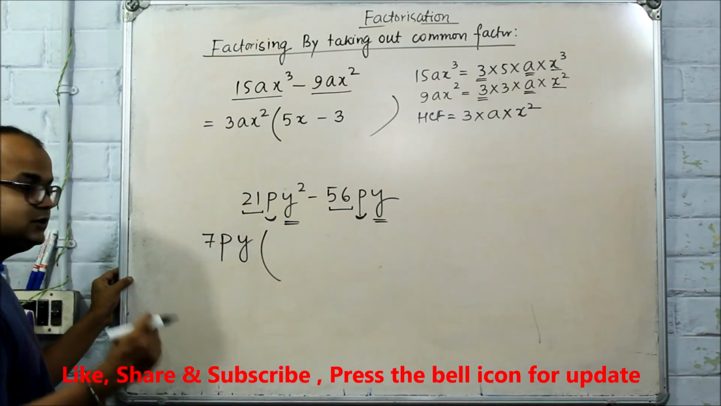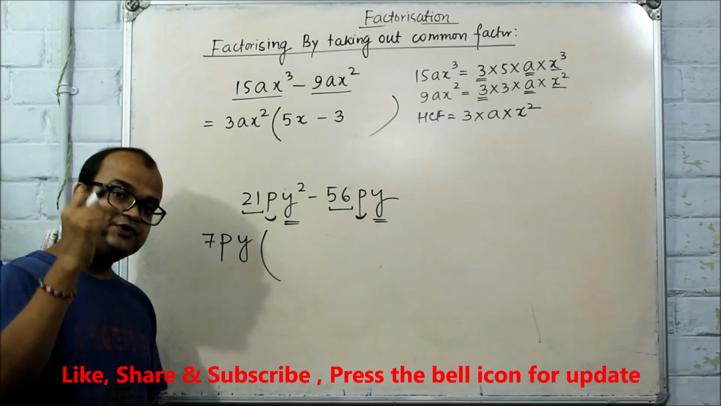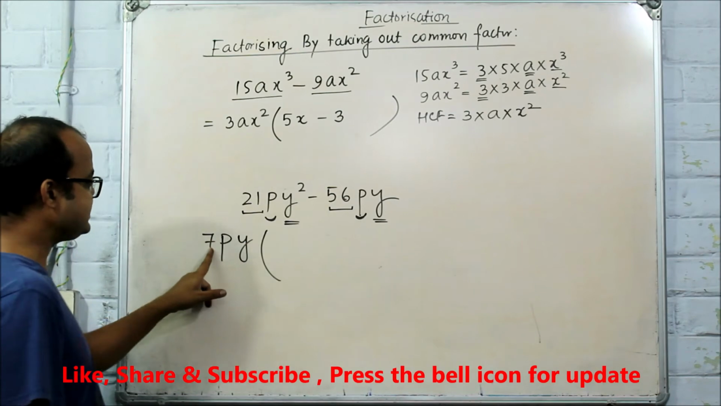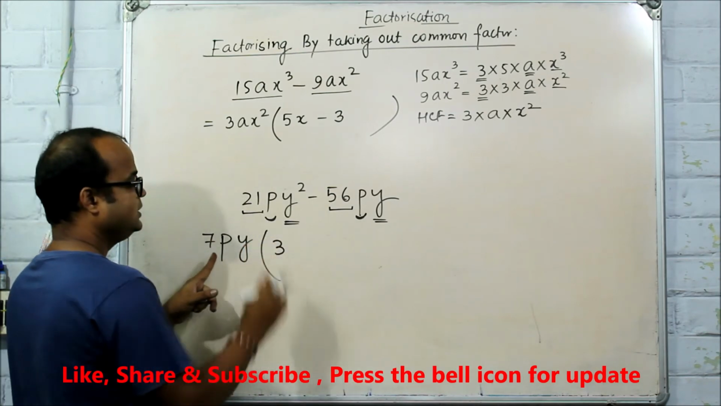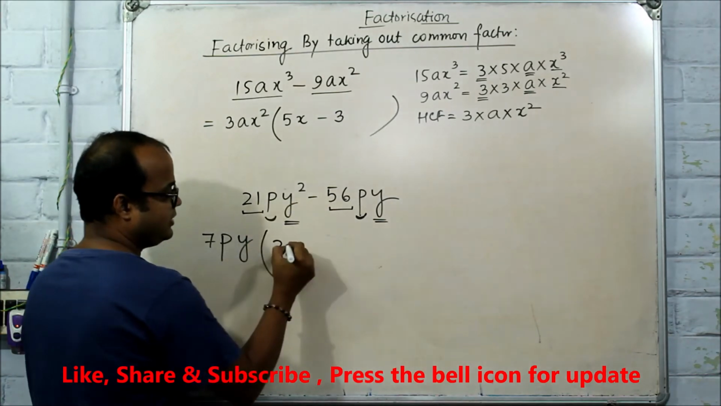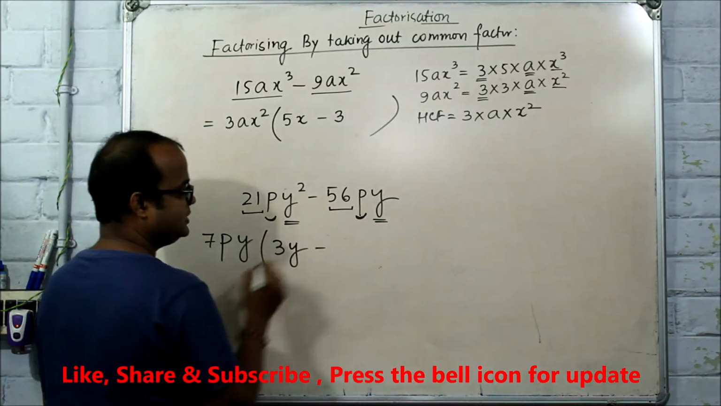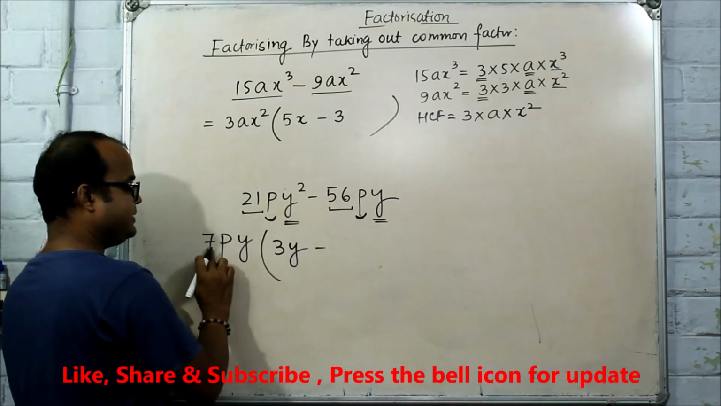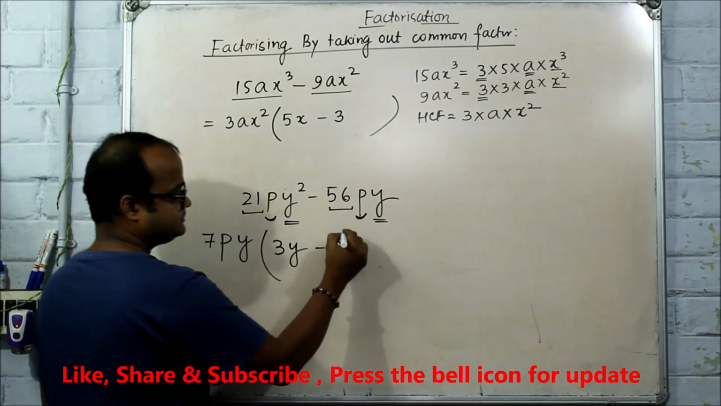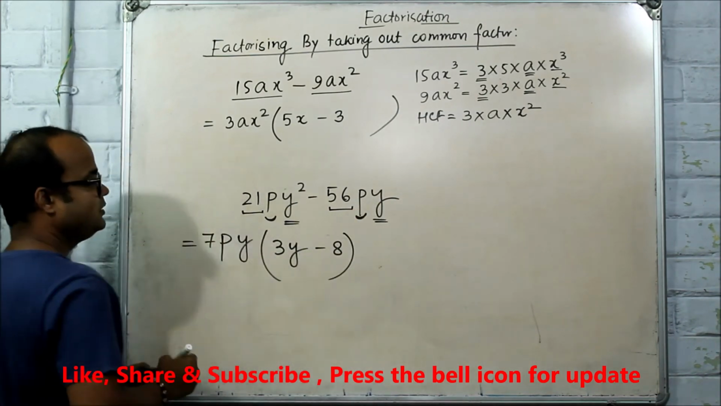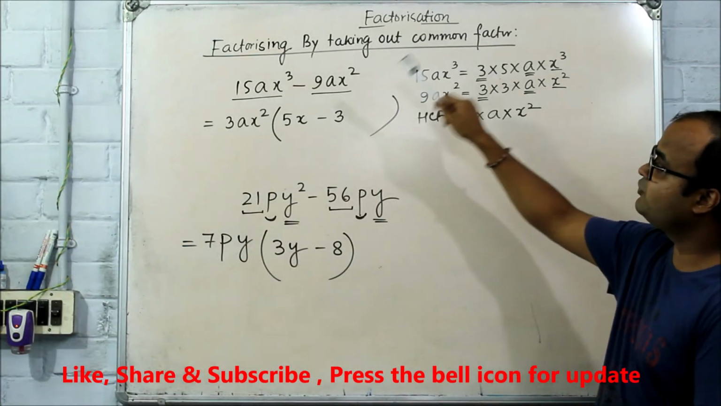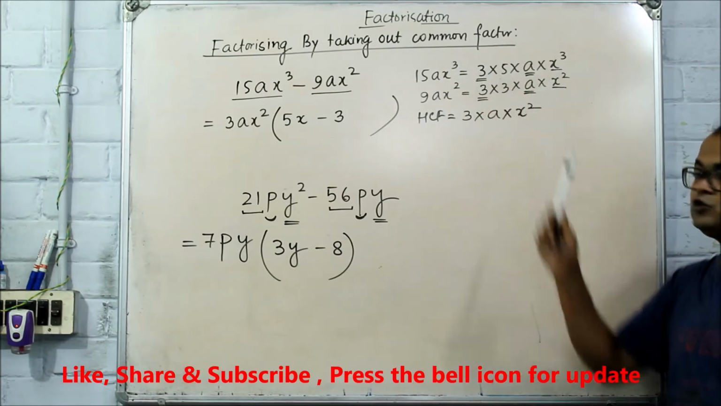Now divide the first coefficient by coefficient and then the corresponding literals. 21 by 7 is 3. π divided by π is 1. y square divided by y is y. Minus 56 divided by 7 is 8. πy divided by πy is 1. So this is the way we are going to perform factorizing by taking out common factors.